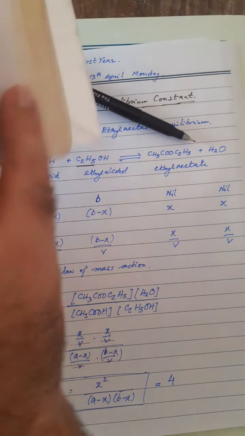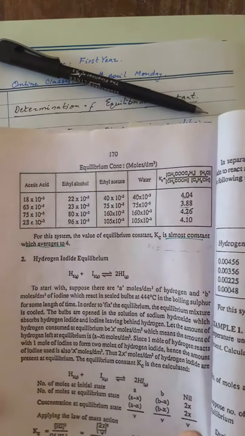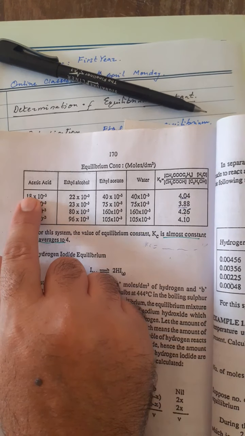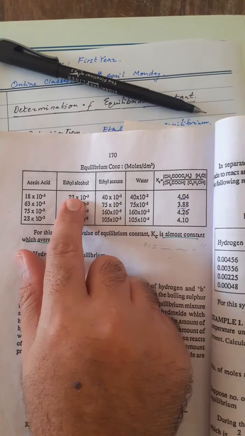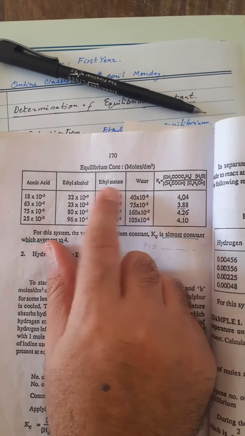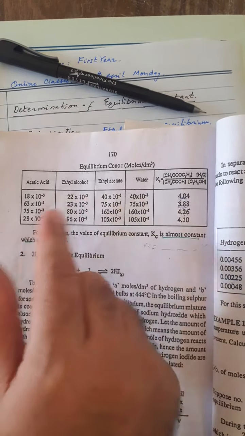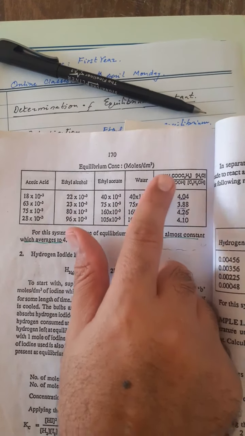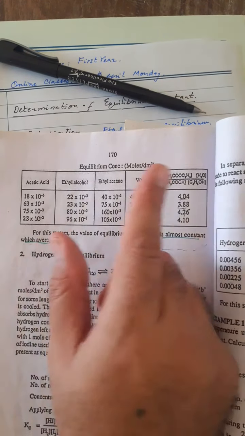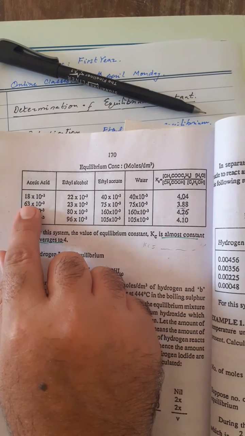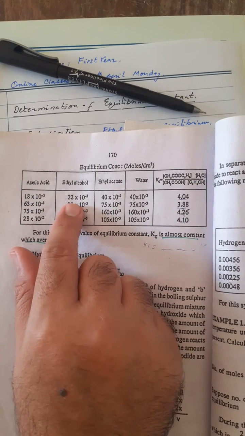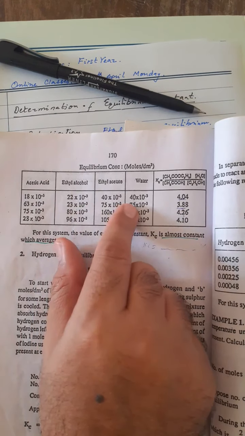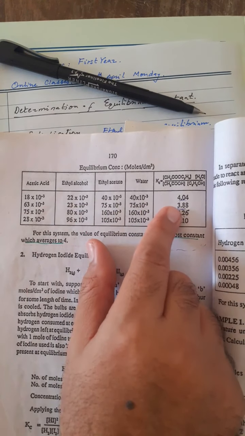I can show you in the textbook, if you have this chart. One student took this mole of acetic acid. This is his A, this is his B. So X formed was this. When he divided them, X square upon A minus X, B minus X, the answer was 4.04. Another student took 63, this is his A, and 23 of the alcohol, a different quantity. So he had a different X, and when he divided them, the answer is again like this, 3.88.